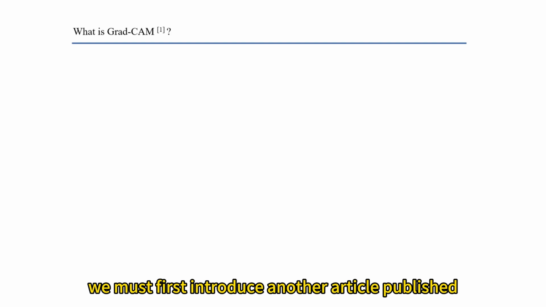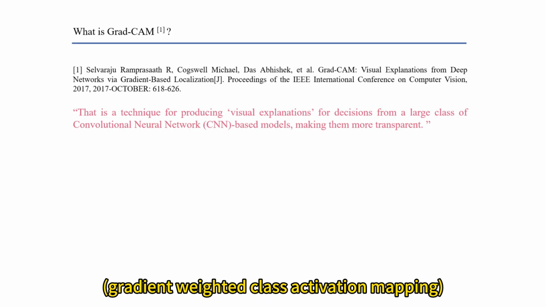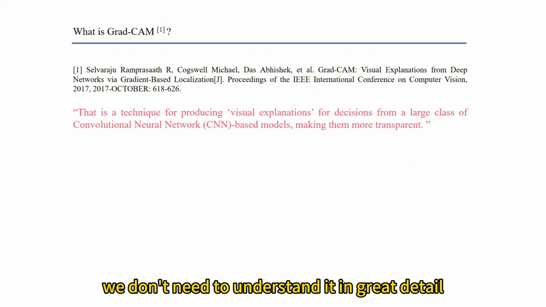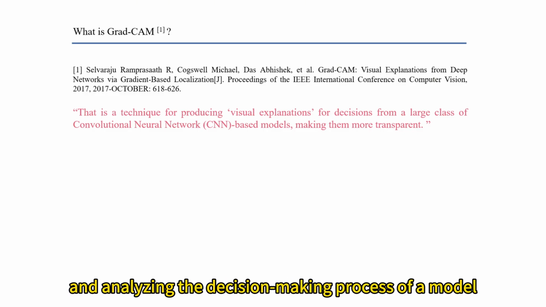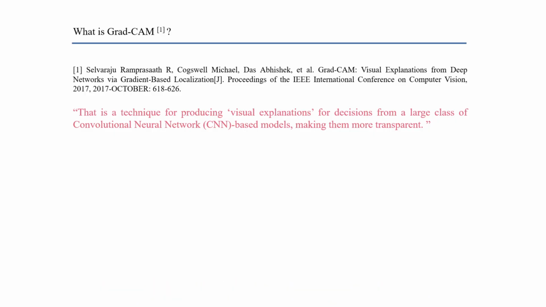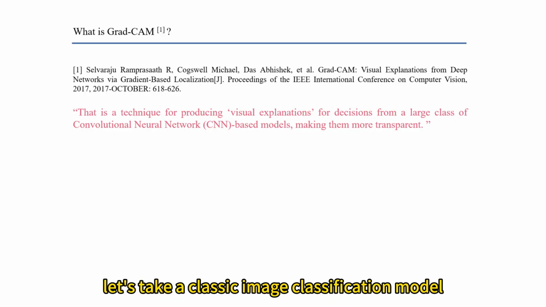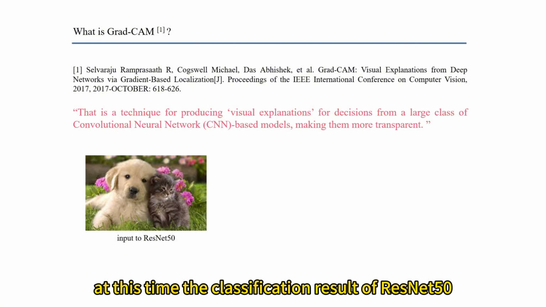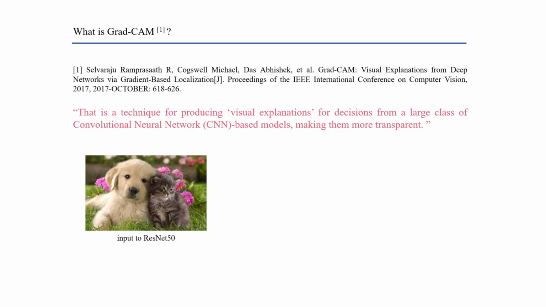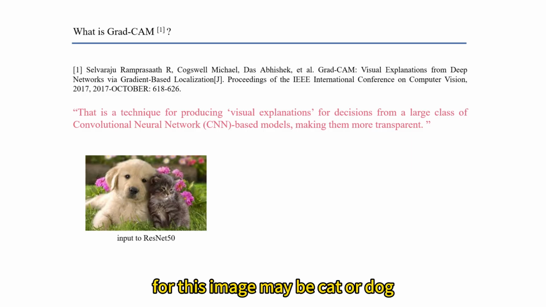Before introducing this article, we must first introduce another article published at ICCV 2017, namely Grad-CAM, Gradient-weighted Class Activation Mapping. All right, we don't need to understand it in great detail. We just need to know that Grad-CAM is a technique for visualizing and analyzing the decision-making process of the model. Let's take a classic image classification model, ResNet 50, as an example. If we input an image containing a dog and a cat into ResNet 50, the classification result of ResNet 50 for this image may be cat or dog.